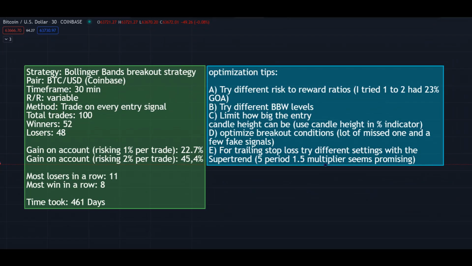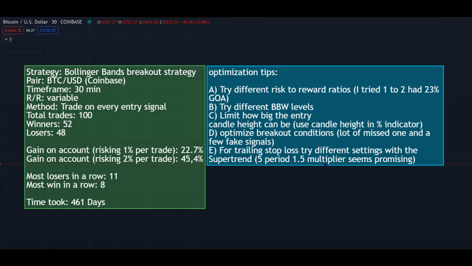And the results are in. After 100 trades on the Bitcoin USDT pair on the 30-minute time frame with a variable risk-to-reward ratio, taking every trade on every signal, we had 52 winners and 48 losses. The gain on the account risking 1% per trade was 22.7%.